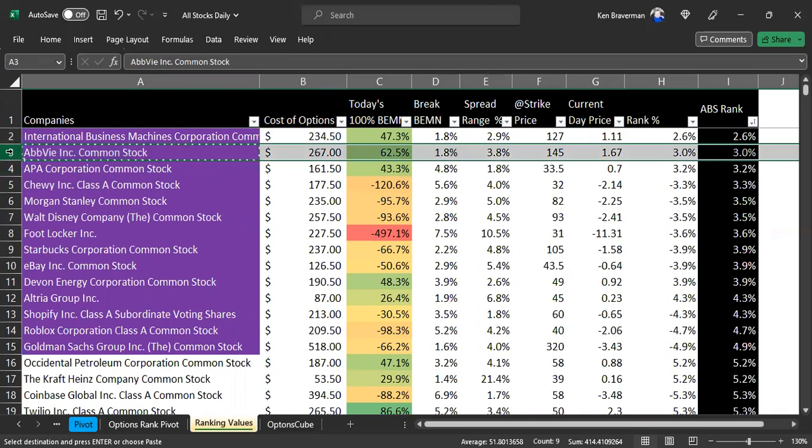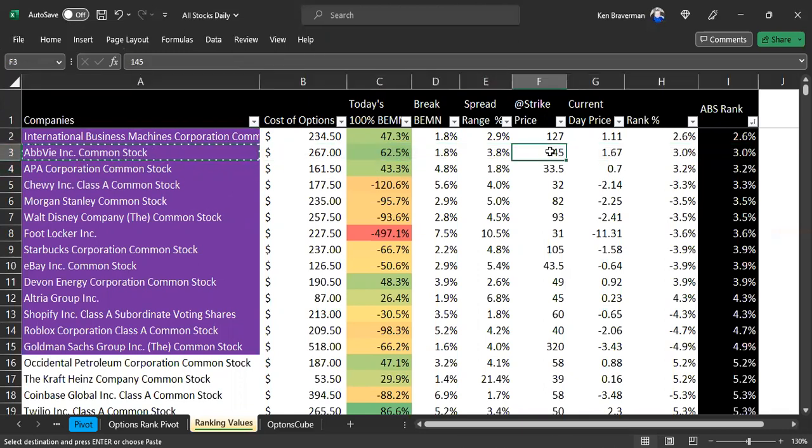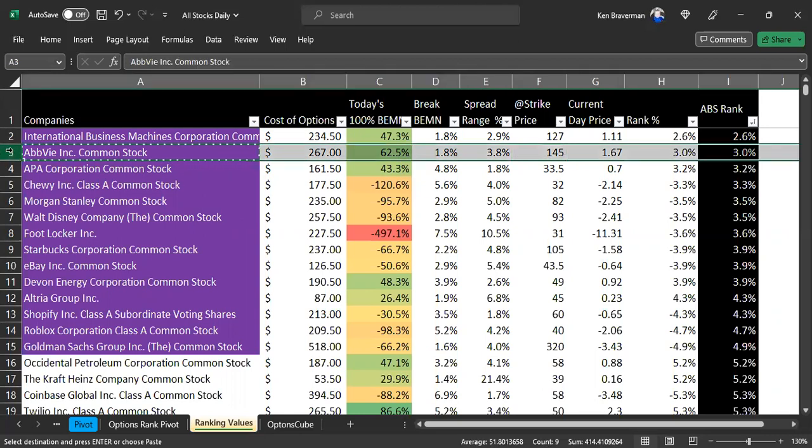Like watch AbbVie out of nowhere, because they're $145 a share. They're a reasonably high-priced stock. They just have to move, just $2.75, and they're around 145. So if they go below 142 or above 148, you make money if you sell at that point, intrinsically. That's really what I'm talking about, making money here.